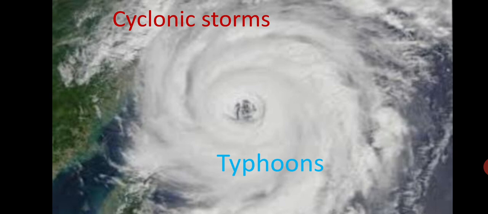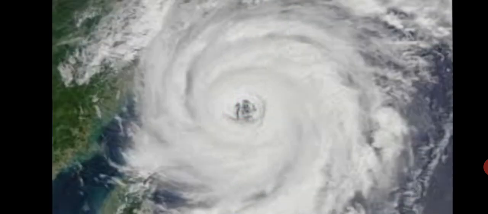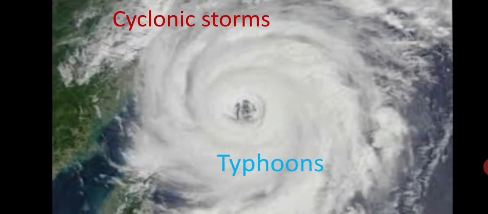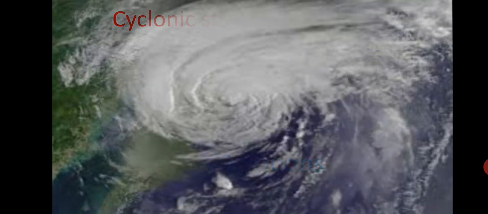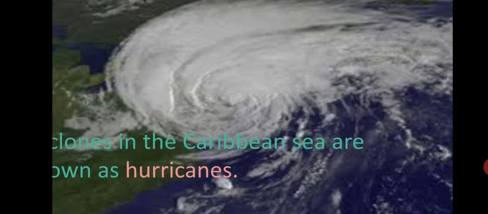Okay, now on weather maps, the center of a cyclone is represented by the letter L. A cyclone system moves from one place to another. So always a cyclone is determined by the letter L in the center to show that that is a movement of cyclone. Now the cyclones in the Caribbean Sea are known as hurricanes.